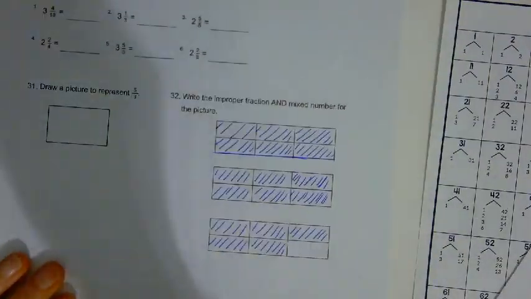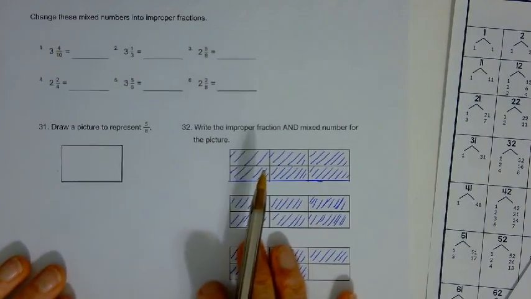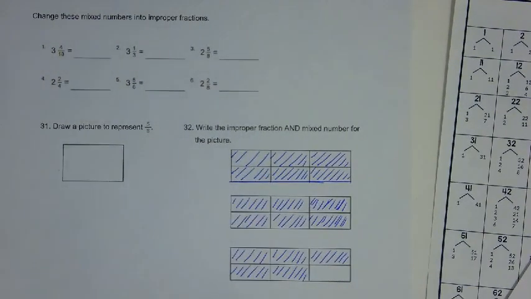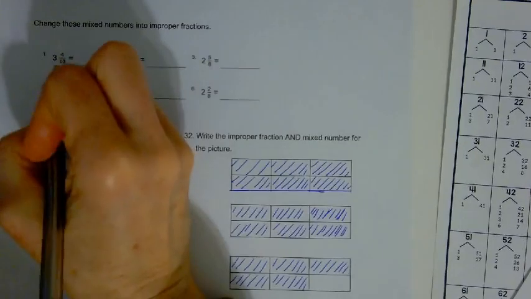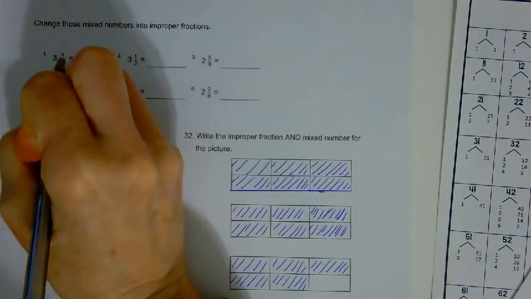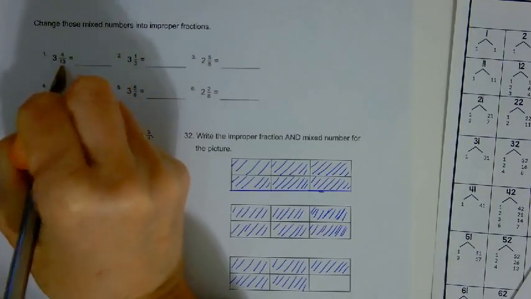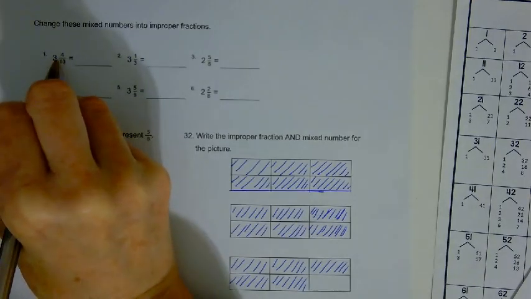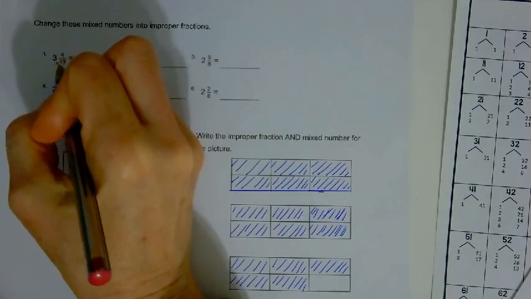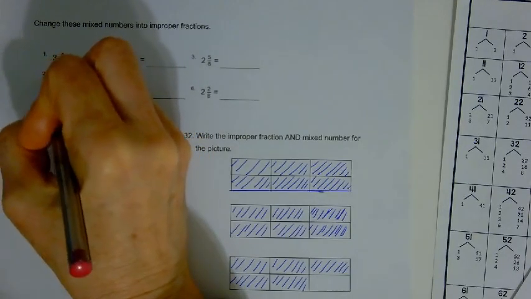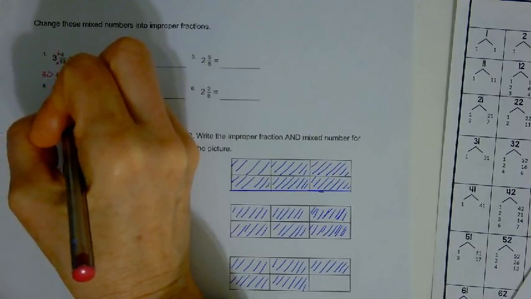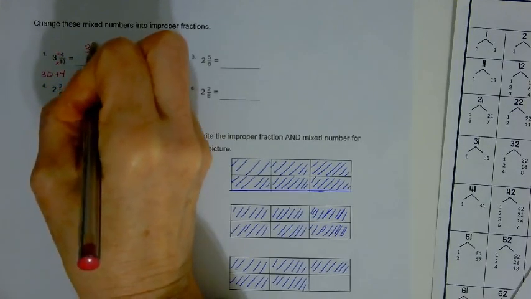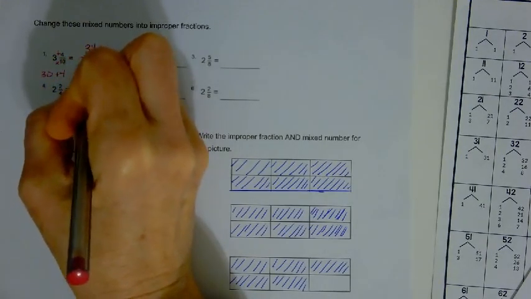And let's look at the second page. Changing these mixed numbers into improper fractions. This requires multiplication and addition. Remember, we take how many parts that the object has been cut into, 10, and multiply it times the whole number. So 10 times 3 is 30. And then you're going to add the 4. So that's 34 on top, and it was divided into 10 parts. So 3 4/10 means the same thing as 34/10.